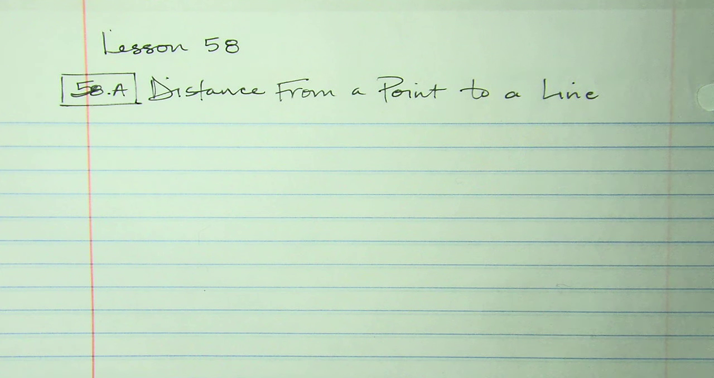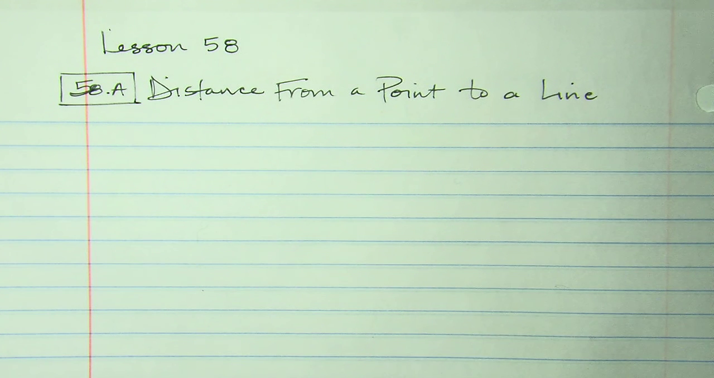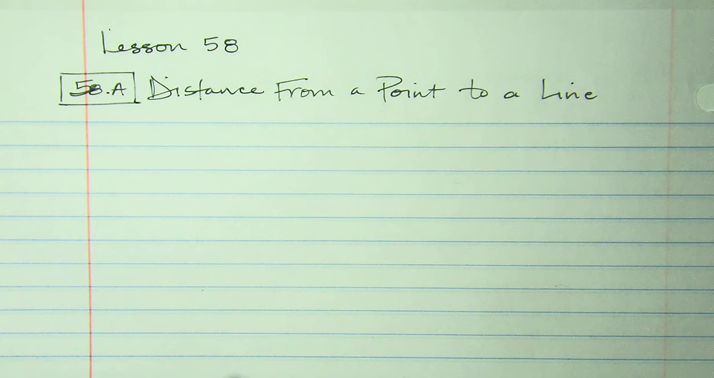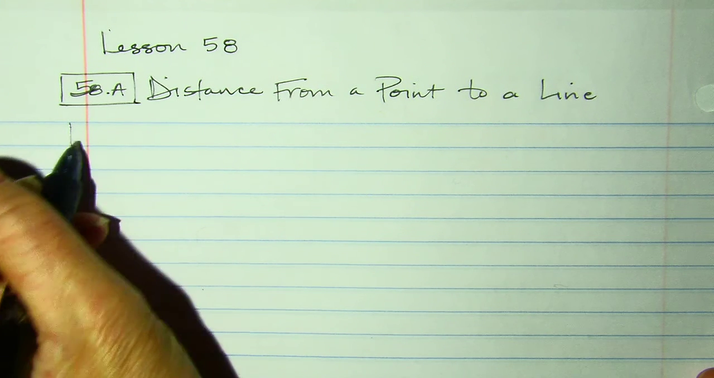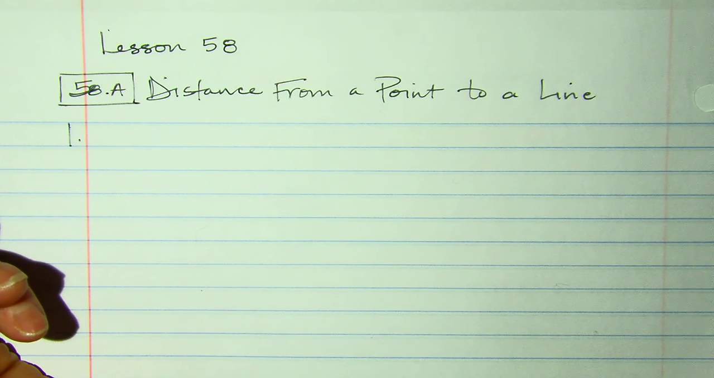Morning, Trig. This is lesson 58, and there are two big parts of this section. We're going to jump right in. The first part is how to find the distance from a point to a line, and I'll give you the steps if you're interested.